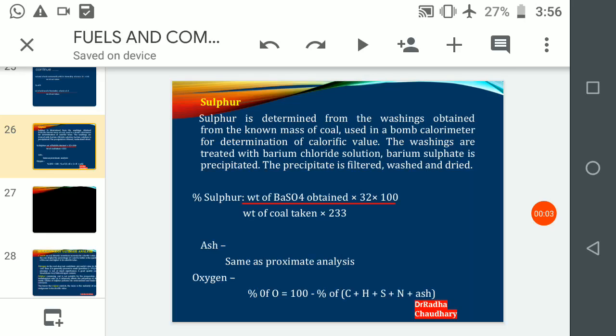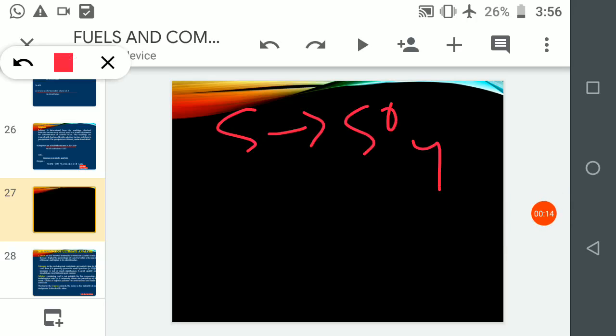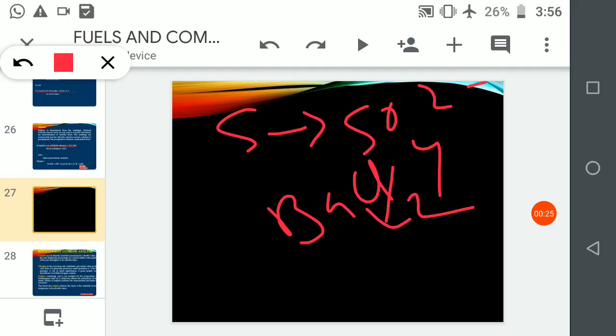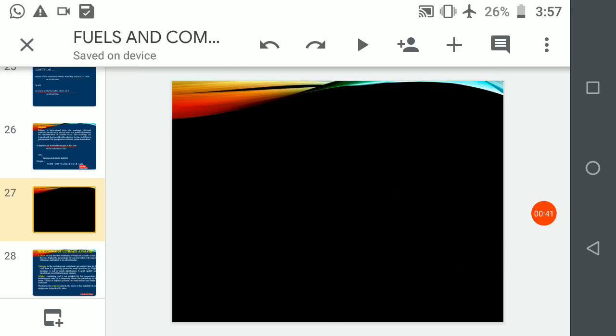Next, sulfur. After calculating the calorific value of a given sample by bomb calorimeter, during which sulfur is converted into sulfate ion, the washing obtained from the calorimeter is treated with barium chloride to precipitate out the sulfate as barium sulfate. The precipitate is then filtered, washed and heated to constant weight. The percentage of sulfur is calculated as follows.